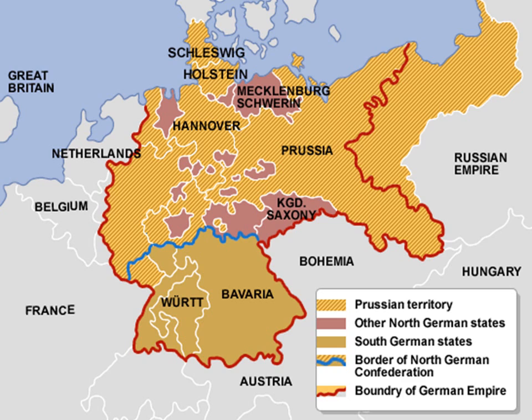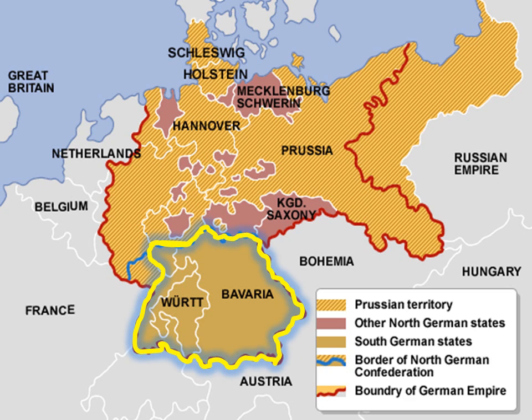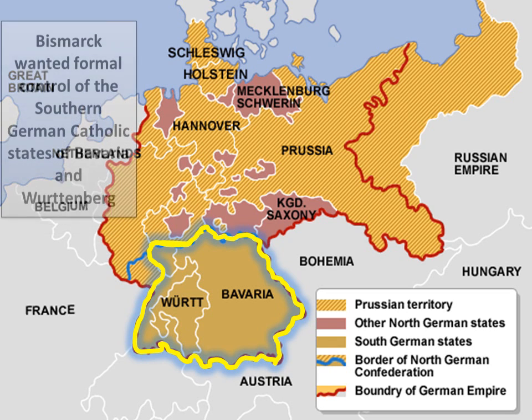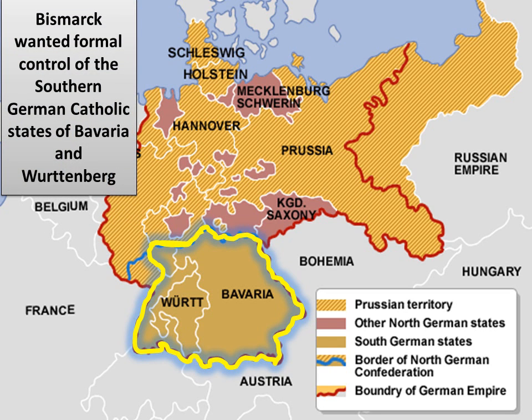Bismarck, however, was not happy with just having a North German Confederation. If you look on this map, you see the areas of Württemberg and Bavaria. They represented South German states that were Catholic. They were not part of Prussia's empire, but Bismarck wanted them to be.